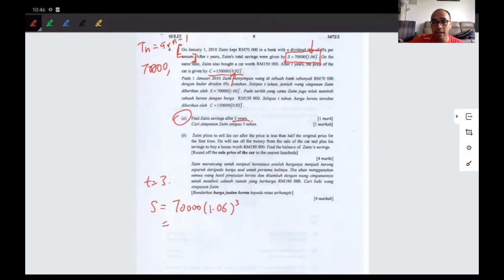Okay, so the answer is 83371.12. 83371.12 is our final answer. It's just a substitution of the number 3.